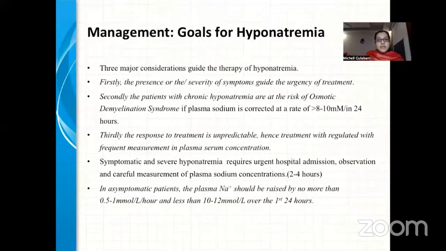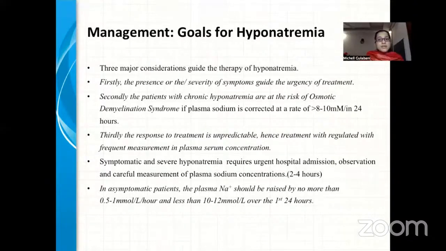So, how do we manage hyponatremia? The three goals. Firstly, you'd see the presence or the severity of symptoms, and that will guide the urgency for the treatment. Secondly, with chronic hyponatremia, we have to think of the risk of ODS if the plasma sodium is corrected at a rate of more than 8 to 10 millimoles in 24 hours. Thirdly, the response to treatment is unpredictable. Hence, treatment with regulated and frequent monitoring of the plasma sodium concentration is important.